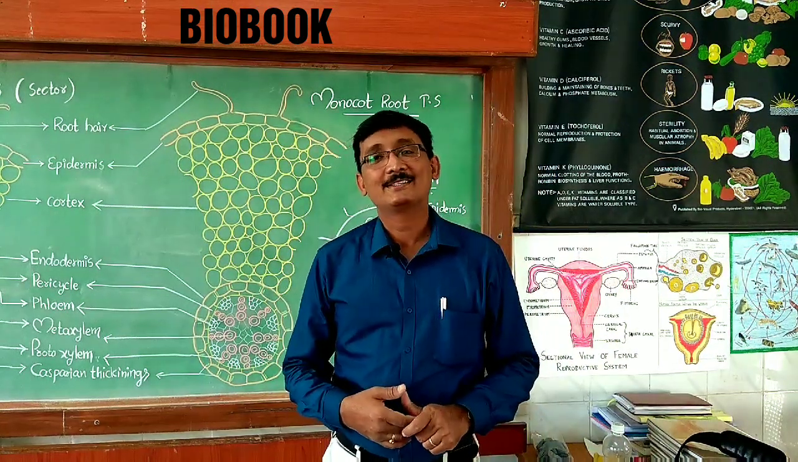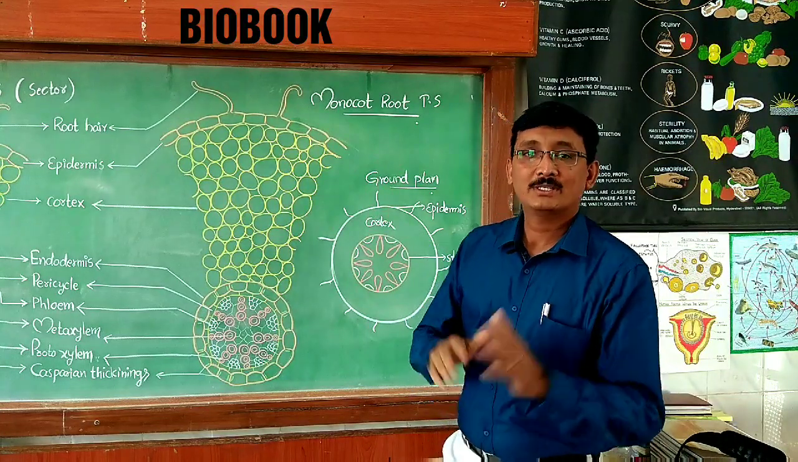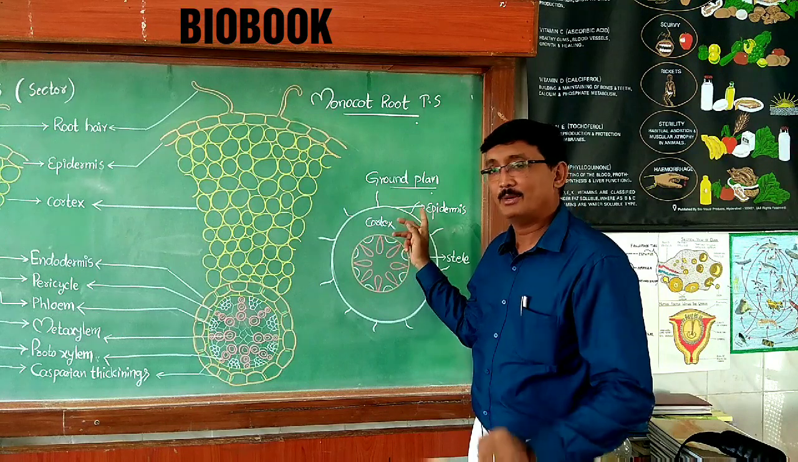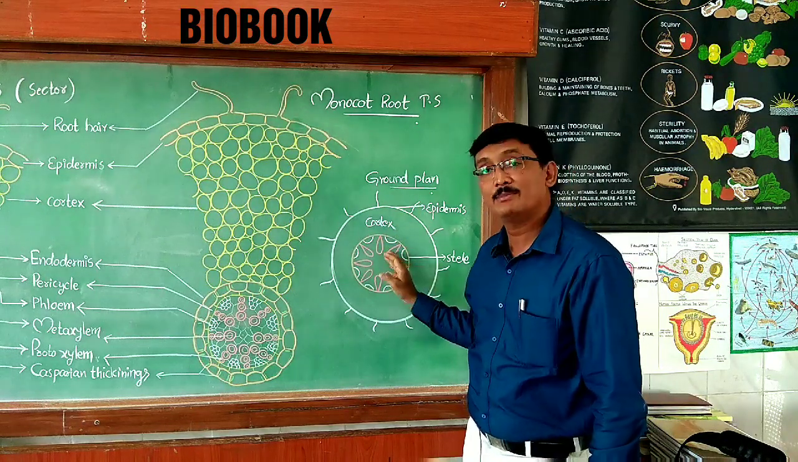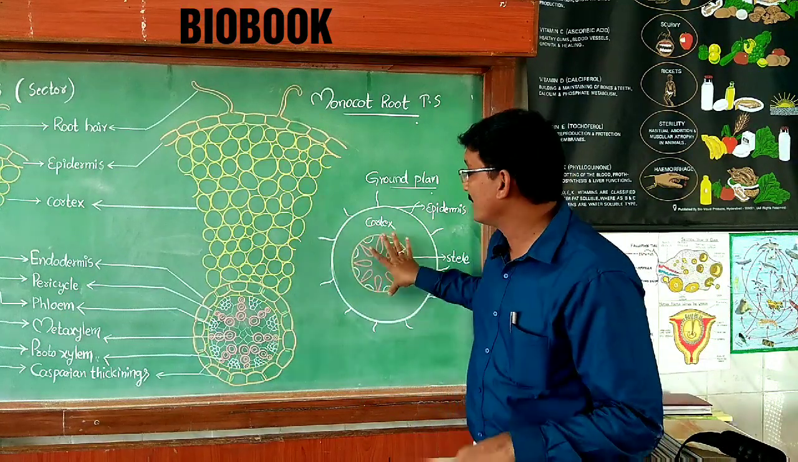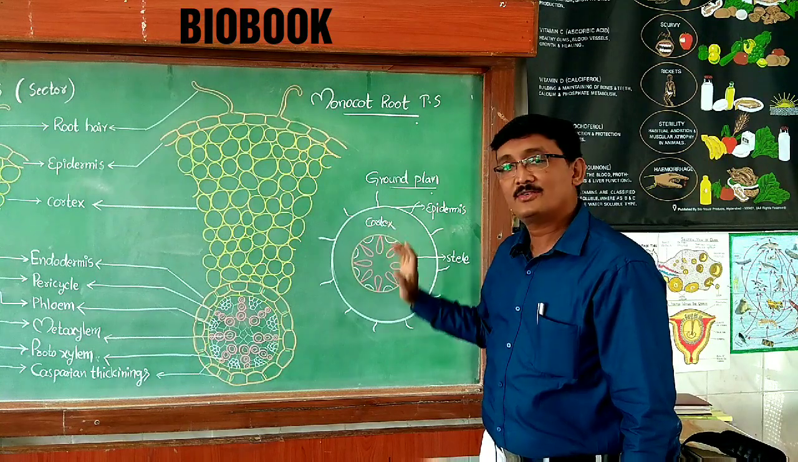Today I am going to discuss the monocot root internal structure. So first, let us take the ground plan. In this ground plan you can see three regions: epidermis, cortex and stele. Epidermis is the outermost part of the root, stele is the innermost part of the root, and in between epidermis and stele there is the cortex.